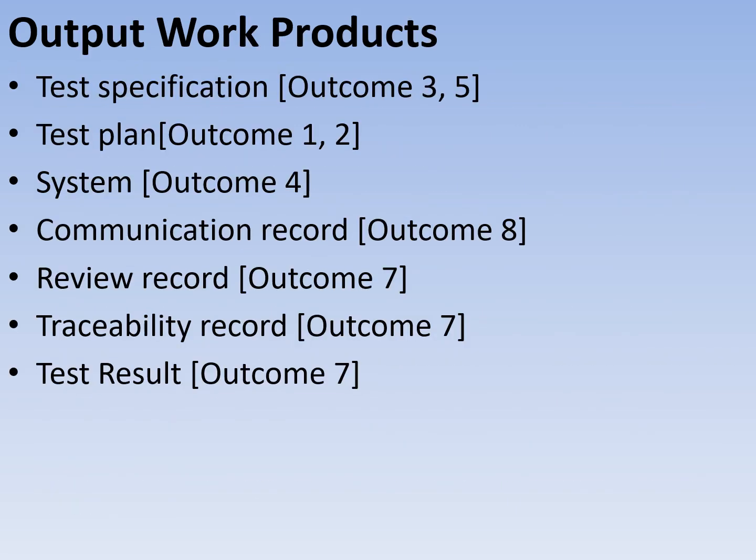Of course, the output work products: test specification, test plan, system communication record, review record, traceability record, and test result. All these work products will be communicated as per the last base practice. All these work products should be clearly outlined, clearly developed, and then communicated to the end stakeholder.